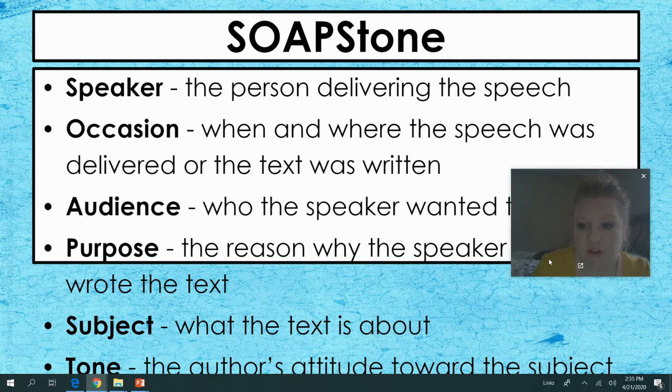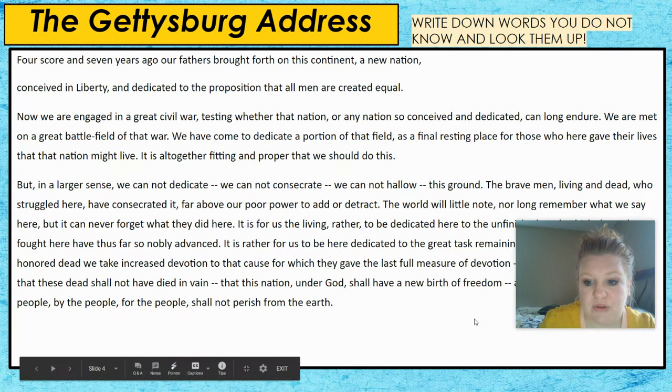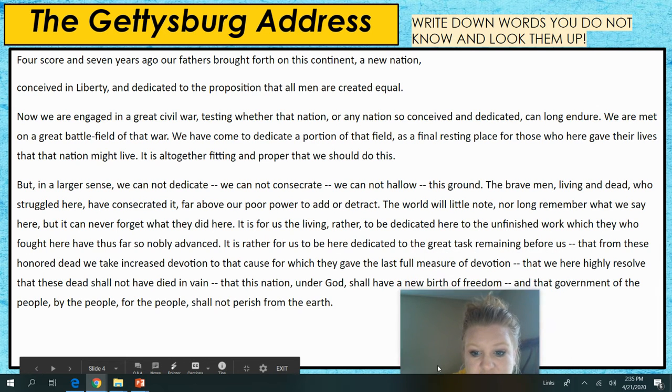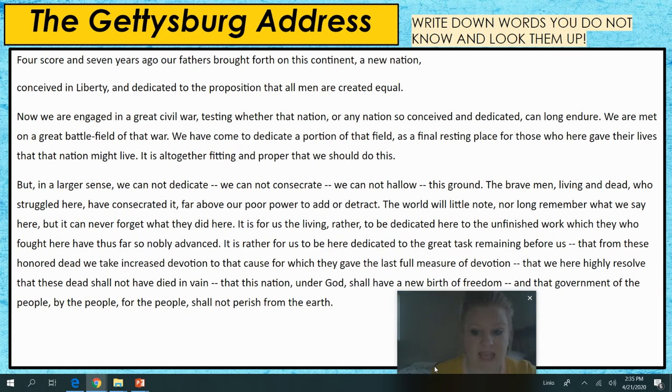So today what you're going to do is you're actually going to read this portion of the Gettysburg Address, and you are going to write down any words that you may not know the meaning of and look them up.